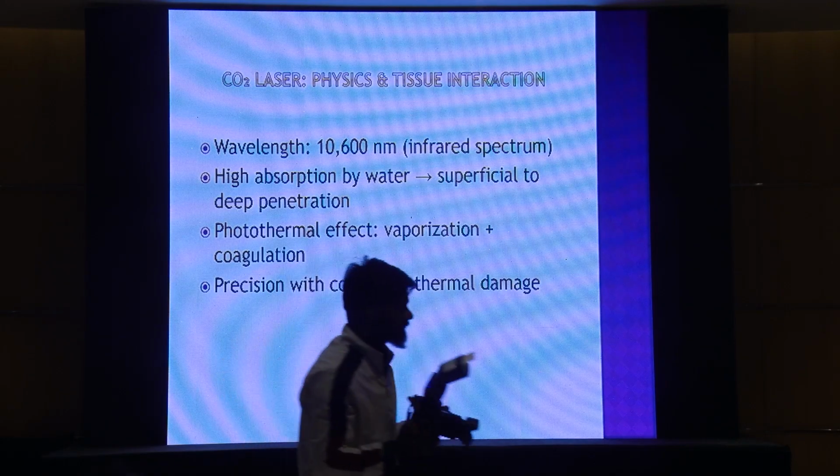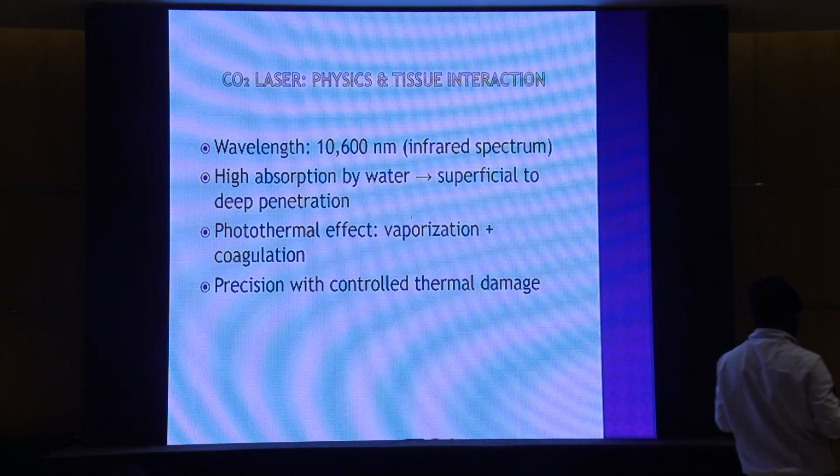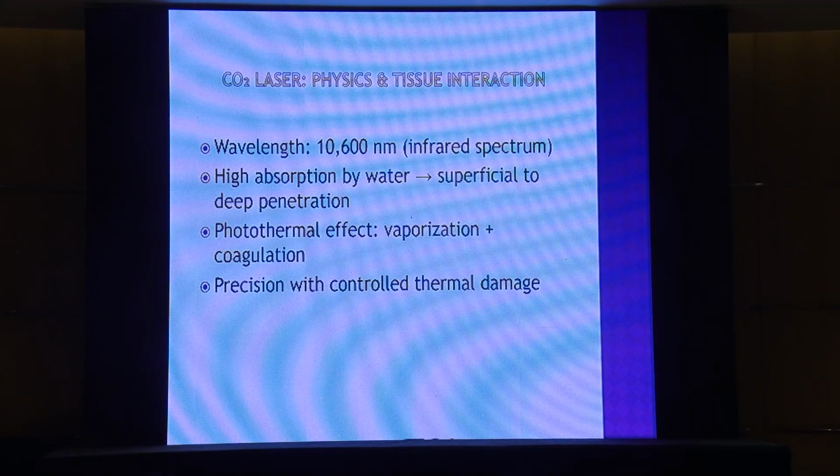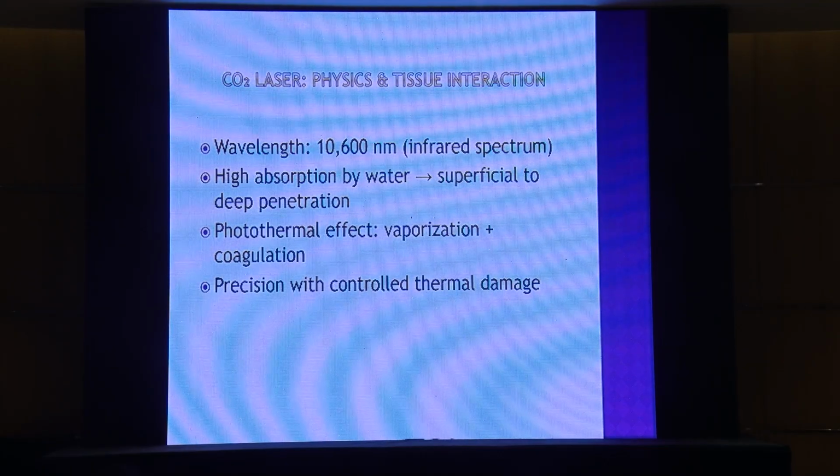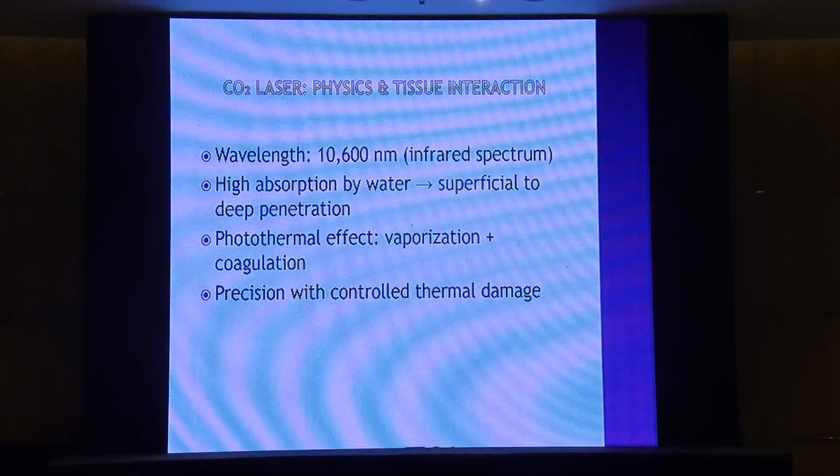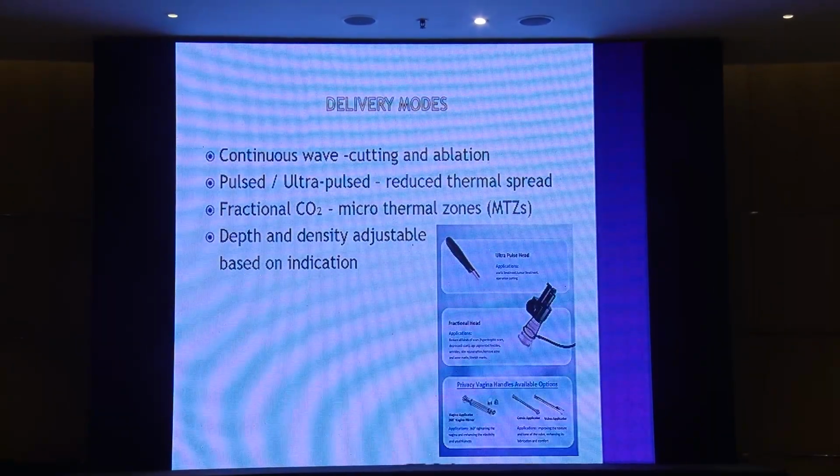So CO2 laser is a very versatile laser. It has a wavelength of 10,600 nanometers, in the infrared spectrum. It has a high absorption of water. The chromophore is water in the tissue. So it can penetrate from superficial to deep, depending on how you set the pulse. It has a photothermal effect, that is vaporization of any tissue it comes in contact with, and that leads to coagulation and tissue injury, a controlled thermal damage.